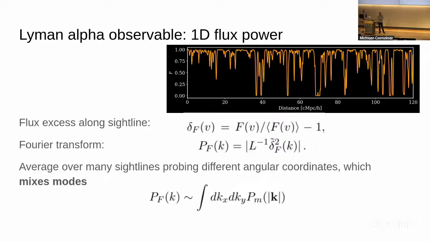What are we doing here? Implicitly, we are integrating out two angular directions, right? So this is how we go from a 3D power spectrum to a 1D power spectrum. We are integrating out x and y and keeping z, okay?